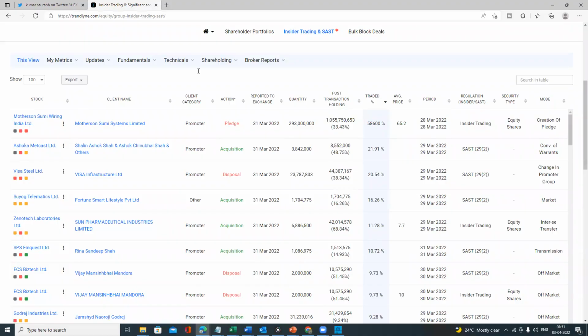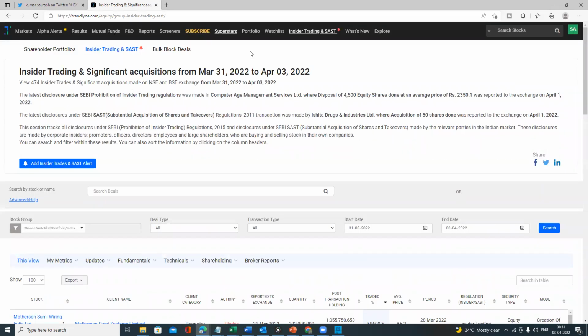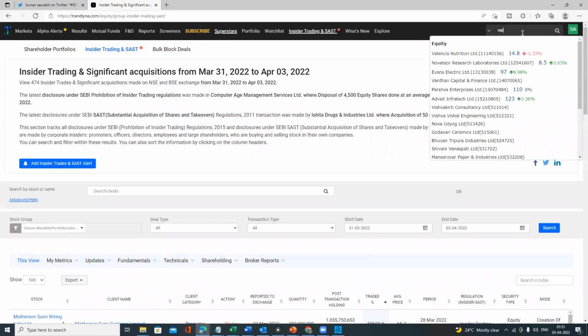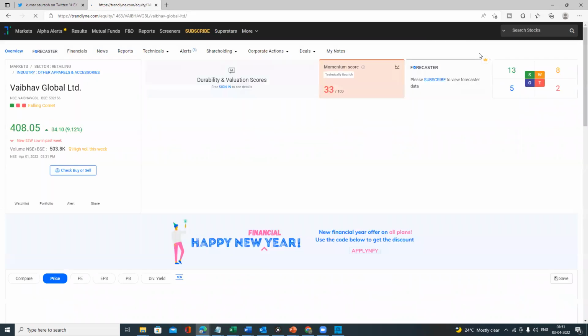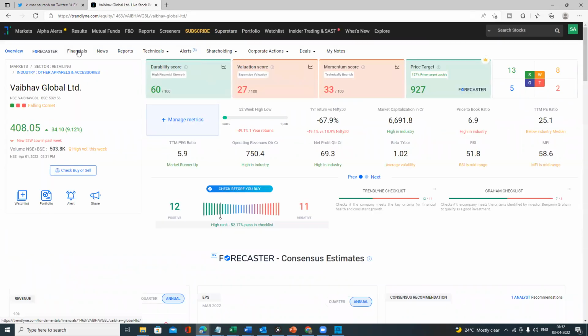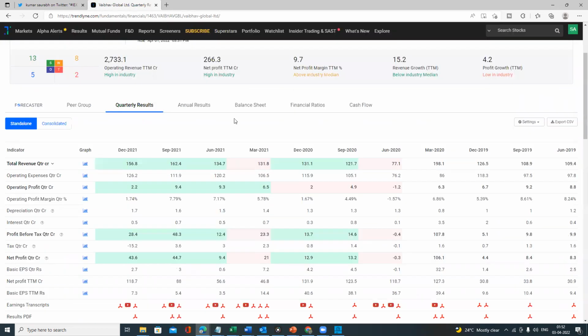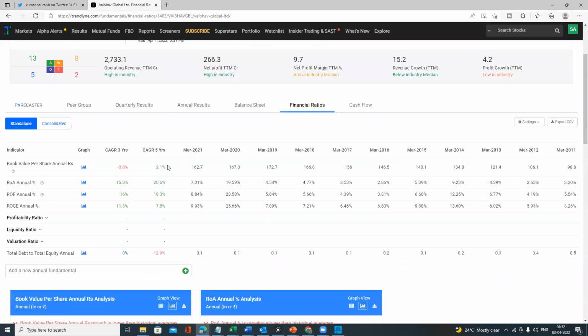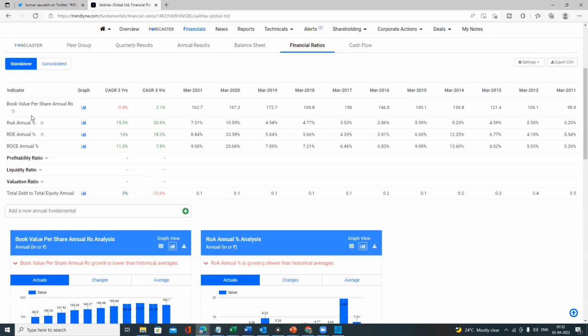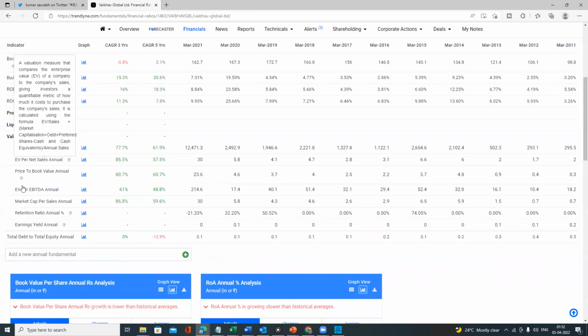I'll take the same Vaibhav Global example, and let's search the stock. Let's give Vaibhav Global, and we get Vaibhav Global here. Let's go now to the financials, and then to financial ratios. When you go to financial ratios, you have different kinds of ratios. You have ROA, ROE, profitability, liquidity, and valuation. When you click valuation, there are so many valuation metrics: EV to sales, price to book value, EV per EBITDA. So there could be different valuation metrics.